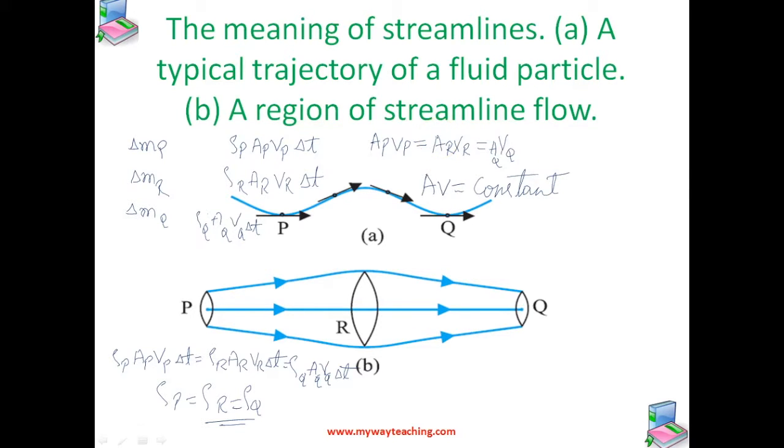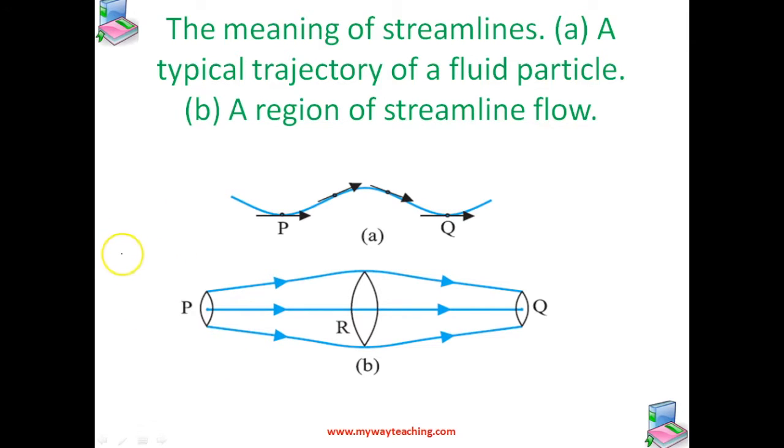This is the volume flow rate, and it remains constant throughout the pipe of flow. In narrower portions, where the streamlines are closely spaced, the velocity will be higher, and vice versa. Okay. And from this figure B, one thing is clear: AR is greater than AQ.